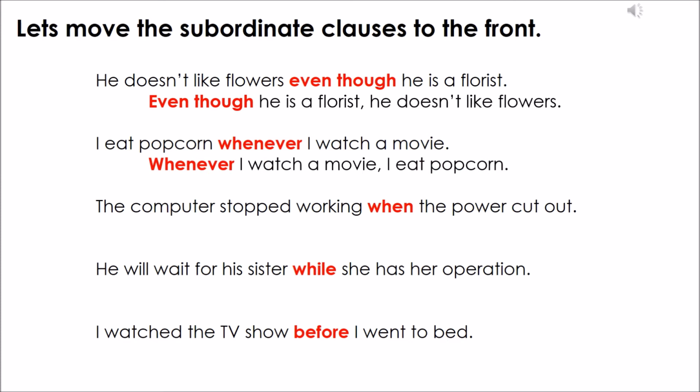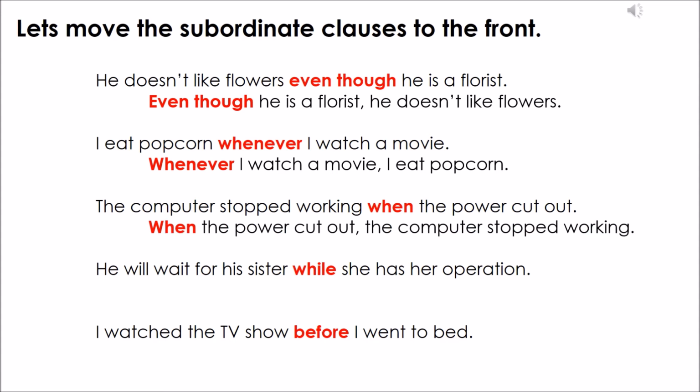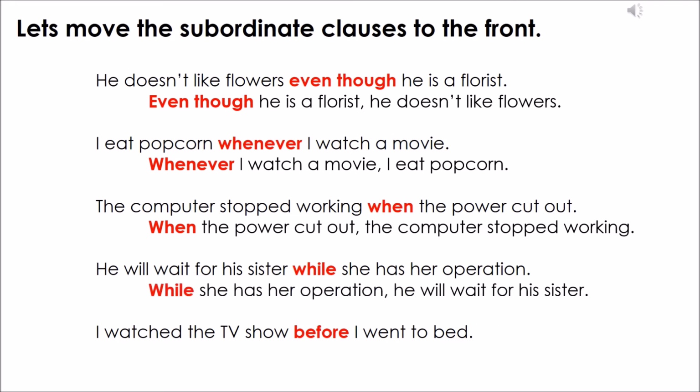Number 3, the computer stopped working when the power cut out. When the power cut out, comma, the computer stopped working. The fourth one, he will wait for his sister while she has her operation. Let's move that whole subordinate clause forward. While she has her operation, comma, he will wait for his sister.